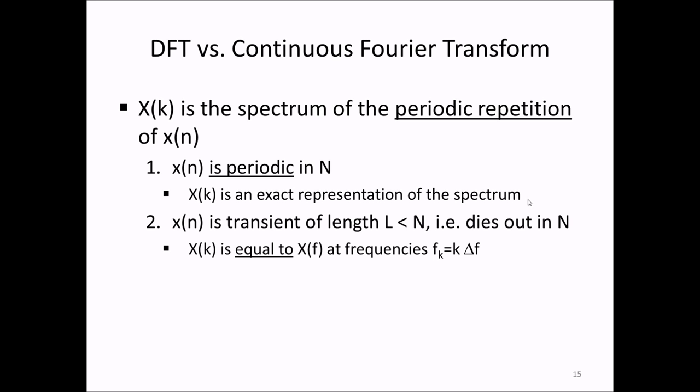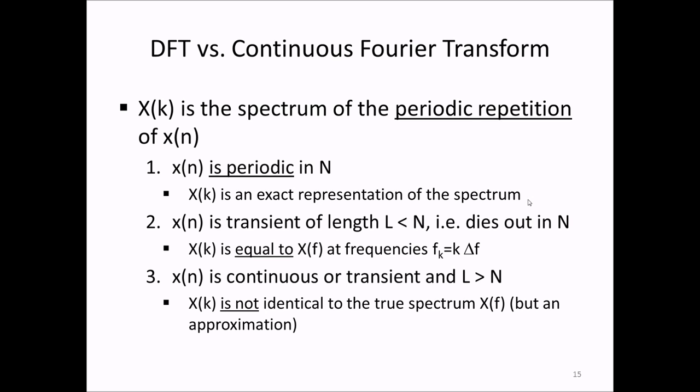If x of n is a transient shorter than the length N of data, that is, the transient dies out within the measurement time, then X of k is actually equal to the continuous Fourier transform X of f at the frequencies fk equal to k times delta f. And finally, if x of n is a general continuous function or a transient, and the transient length is longer than the measurement time, then there will be an error. So X of k is not identical to the true spectrum X of f, but it is an approximation.